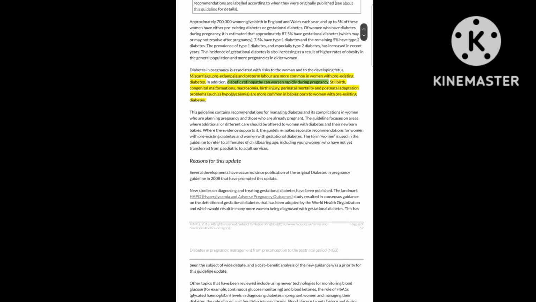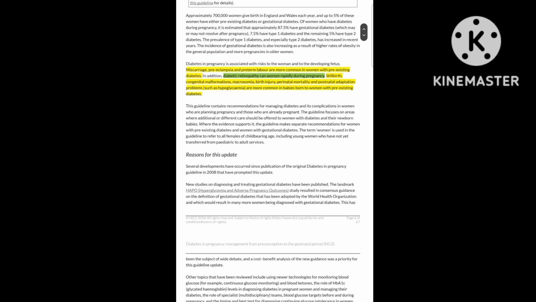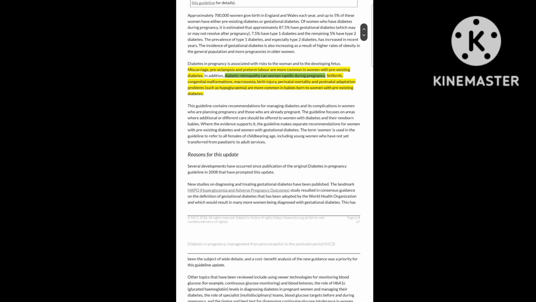These are the complications: miscarriage, preeclampsia, preterm labor, more common in women with pre-existing diabetes. Diabetic retinopathy, if already present, can worsen during pregnancy. Stillbirth, congenital malformations, macrosomia, birth injury, perinatal mortality, postnatal adaptation problems are common in babies born to women with pre-existing diabetes.